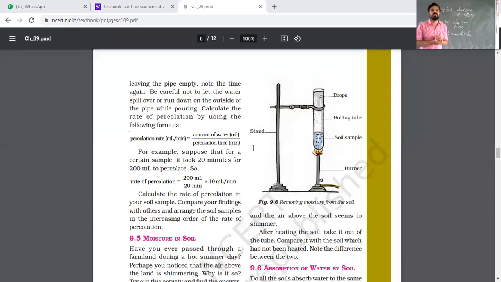Now, this is one property we understood, the percolation rate. One more thing we want to understand is the moisture of the soil. Any soil which you are using in farming or anywhere, we should find the moisture holding capacity of that soil. When you are doing farming, you should have soil with a higher moisture holding capacity.